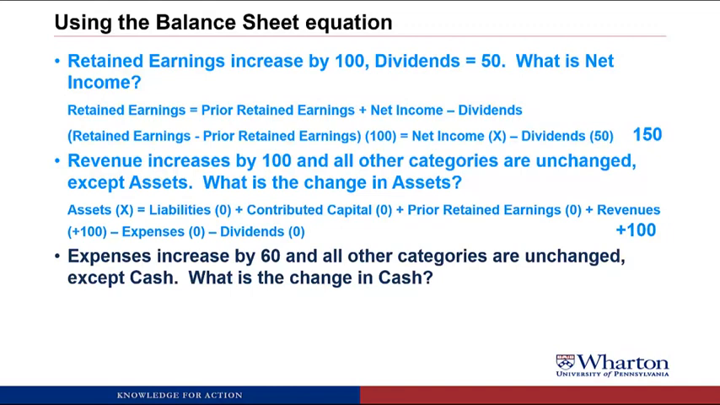Finally, expenses increase by 60 and all other categories are unchanged except cash. What's the change in cash?